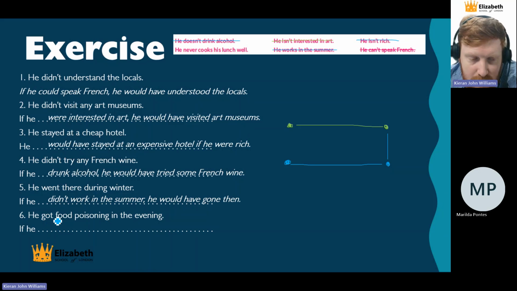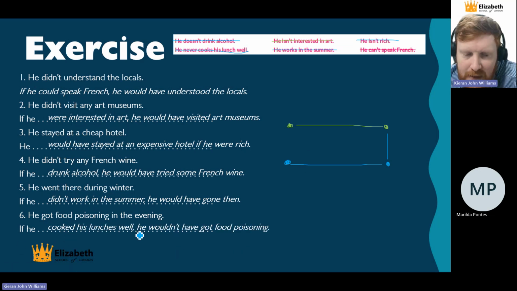And then in the last one here, number 6, he got food poisoning in the evening. And what is our reason for this one? He never cooks his meals well. So he got food poisoning. Why? Because he's bad at cooking. But let's imagine that that reality is different, and therefore the past would be different. So if he cooked his lunches well, he wouldn't have got food poisoning.